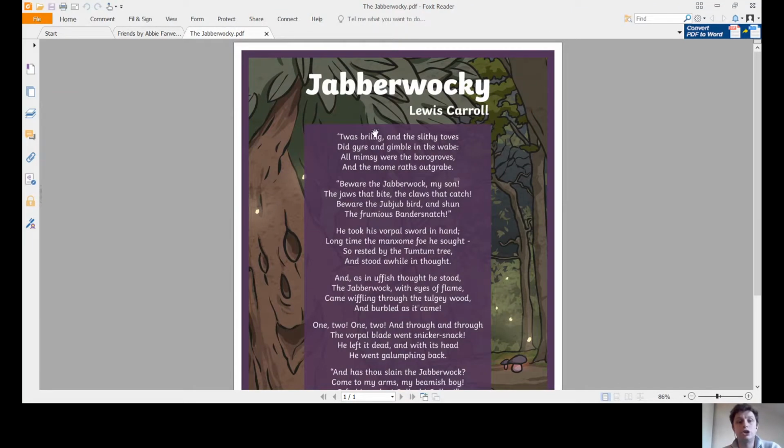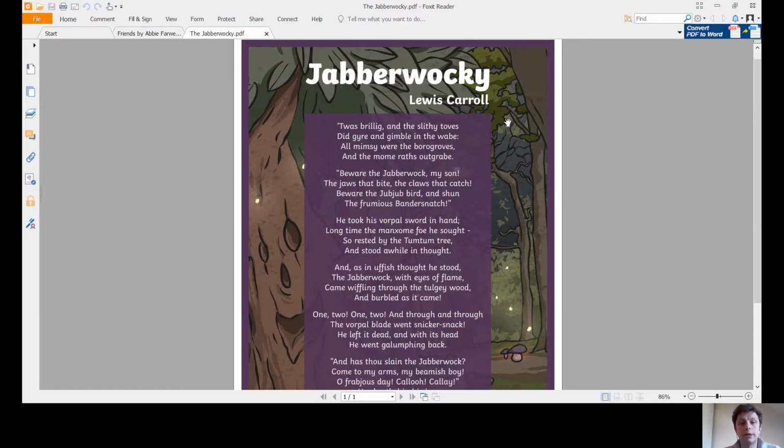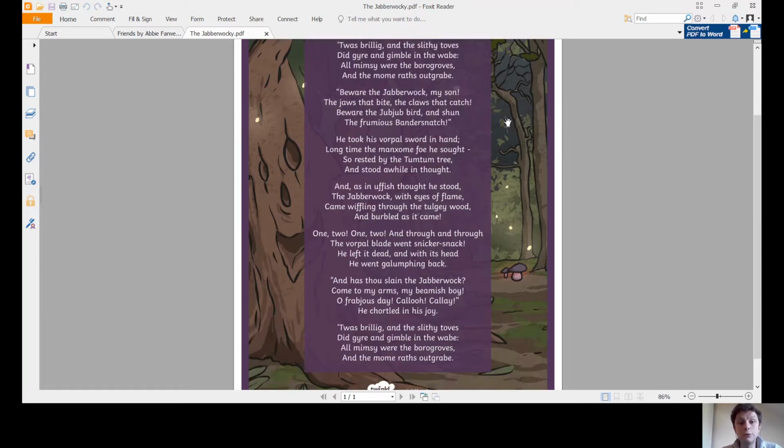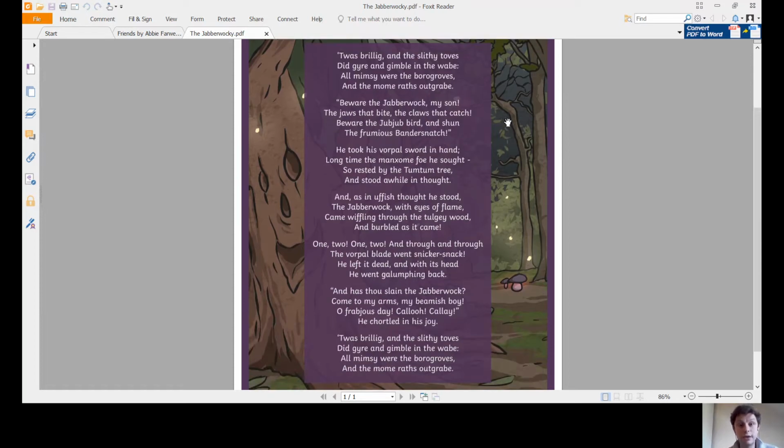So this is called Jabberwocky, and it's by Lewis Carroll, who you might know as the author of Alice in Wonderland. This is a poem he wrote called The Jabberwocky, which we're going to have a look at now. As I said, it's full of nonsense words that Lewis Carroll made up. So if you hear a word and you think, I don't know what it means, don't worry. Let's have a read together.